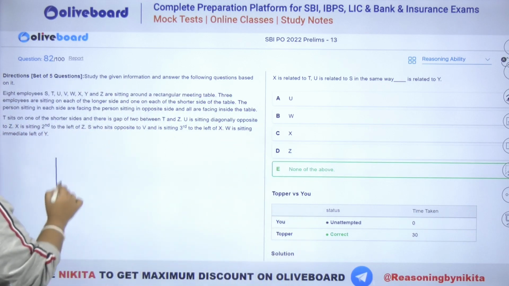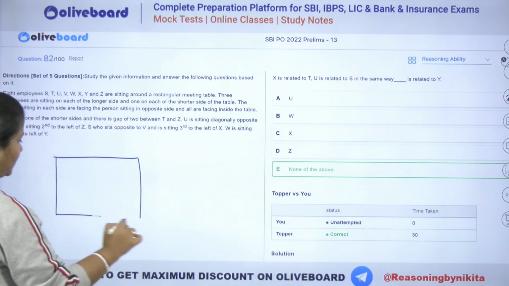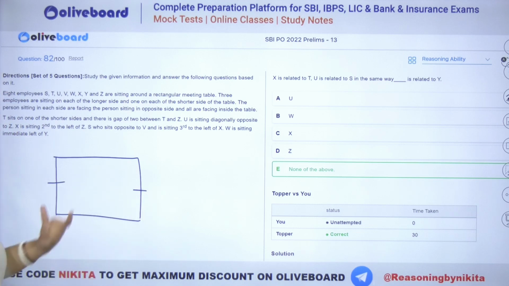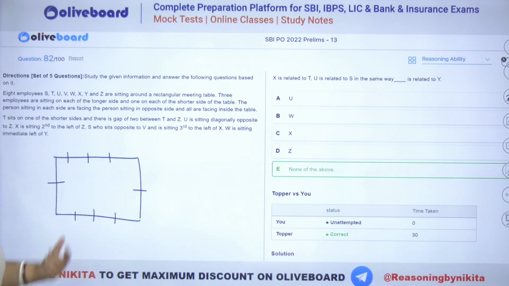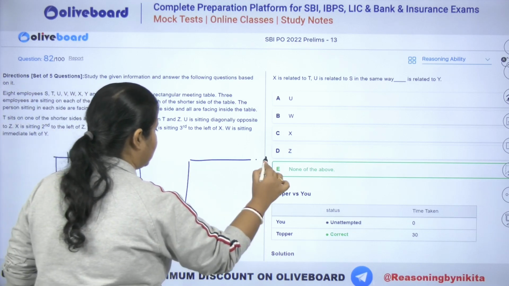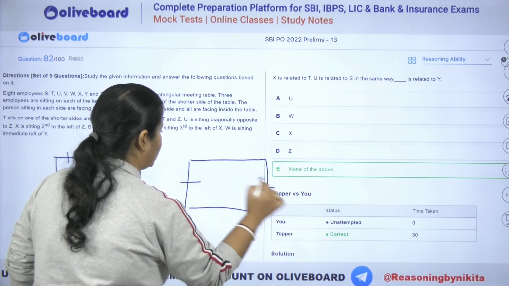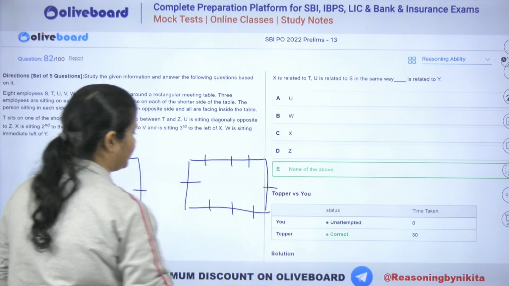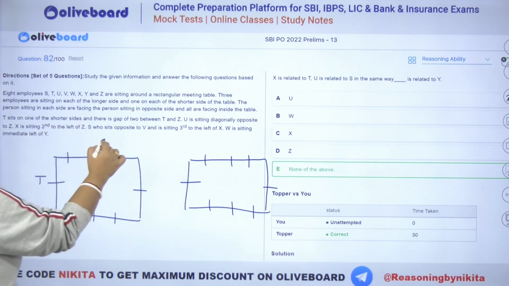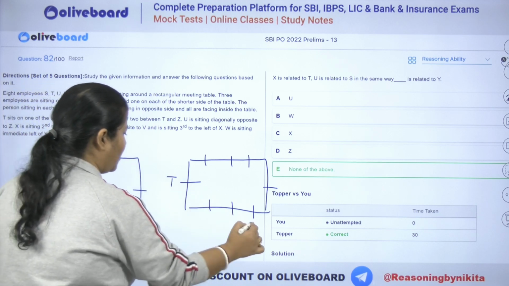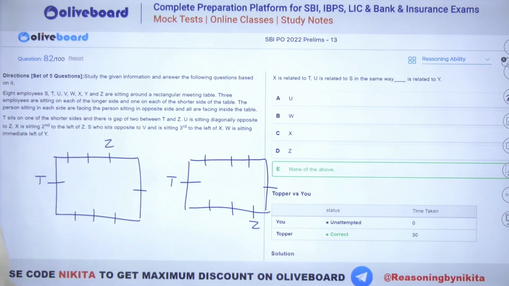Let's see. We have a rectangular table such that one person is along each of the smaller sides and 3 persons are there along the longer side, something like this, right? Let's draw one more. 1, 2, 1, 2, 3, 1, 2 and 3. Right? So let's try it out. What is given here? We have this information that T sits on one of the shorter sides. Let's take this as T. Now it is given that there is a gap of 2 persons between T and Z. So you can see Z can be this person or this person, either of the 2 cases.